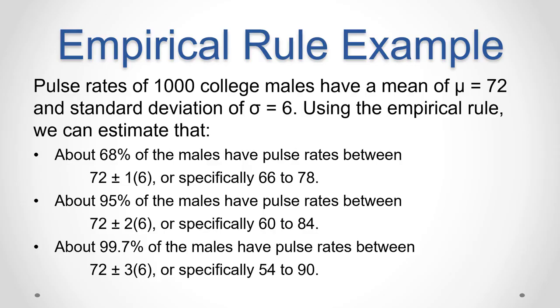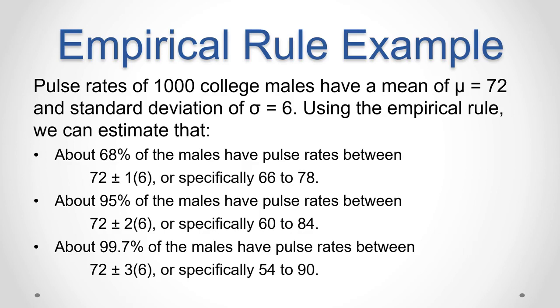Suppose the pulse rates of 100 college males are normally distributed or bell-shaped, with a population mean of mu equal to 72 and standard deviation of sigma equal to 6. Using the empirical rule, we can estimate that about 68% of the males have pulse rates between 72 plus or minus 1 times 6, or specifically 66 to 78.